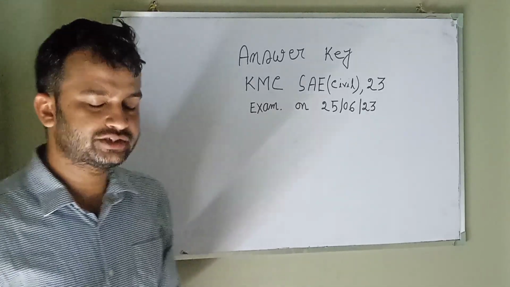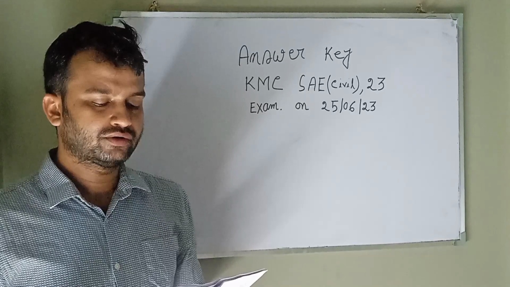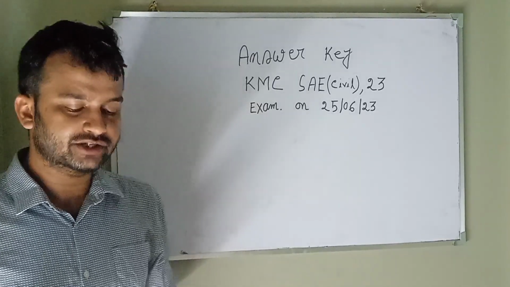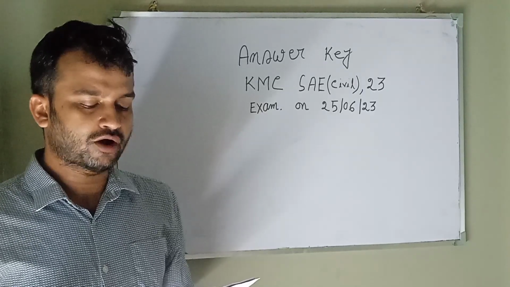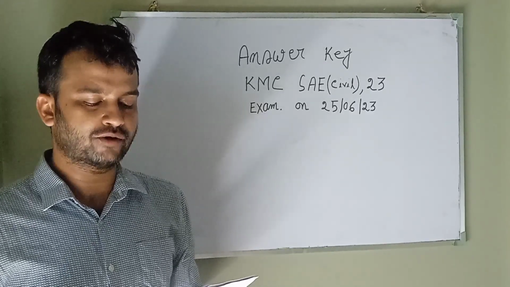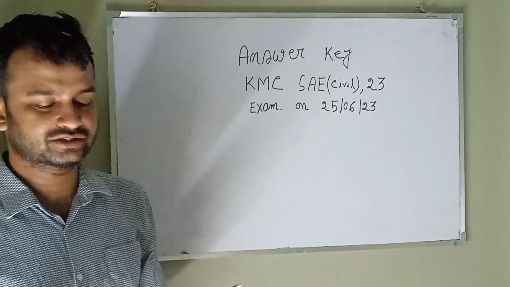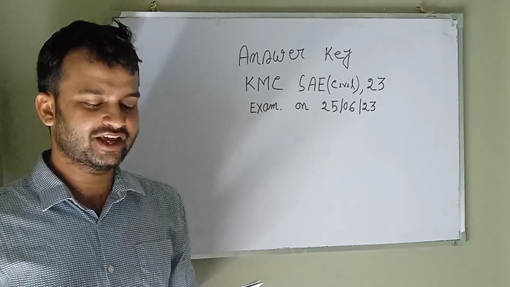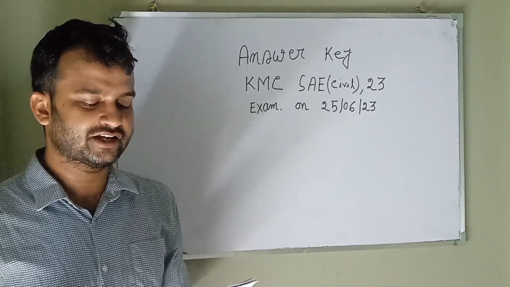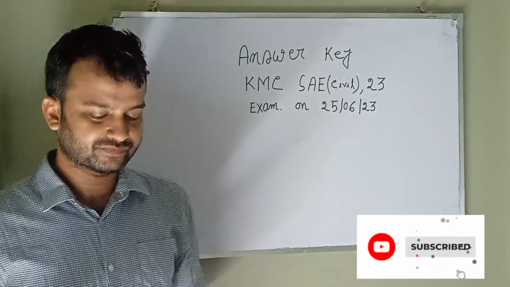Next question number 26. Critical path in a network system. Option A is always longest. Option B may be shortest. Option C is always shortest. Option D may be longest. So I think everyone knows this answer. Option A is the correct answer. That is, critical path in a network system is always longest.